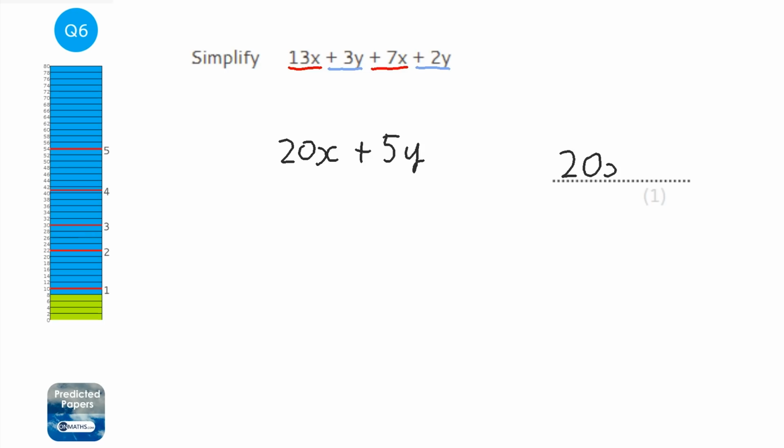Now it can be tempting to try and add these together, but these are unlike terms, they're not like terms, so we can't add them together. You can multiply them, so if we times them together it would be 100xy, but when we add them we can't add them. That is our answer.